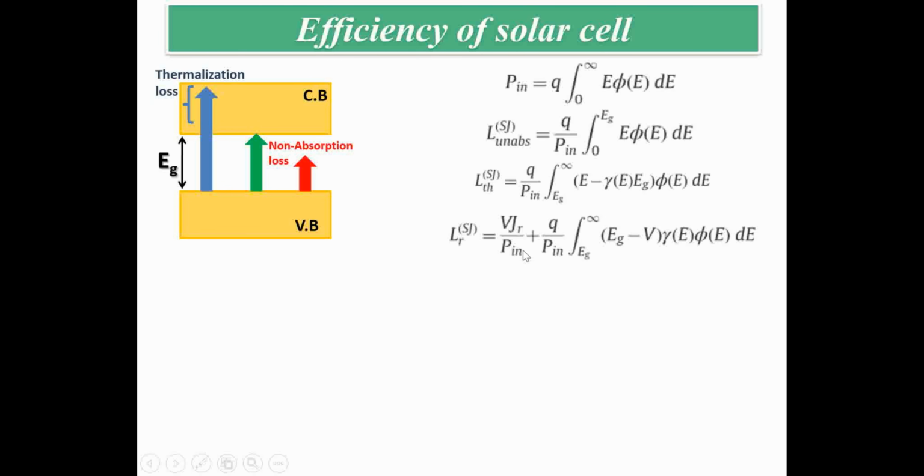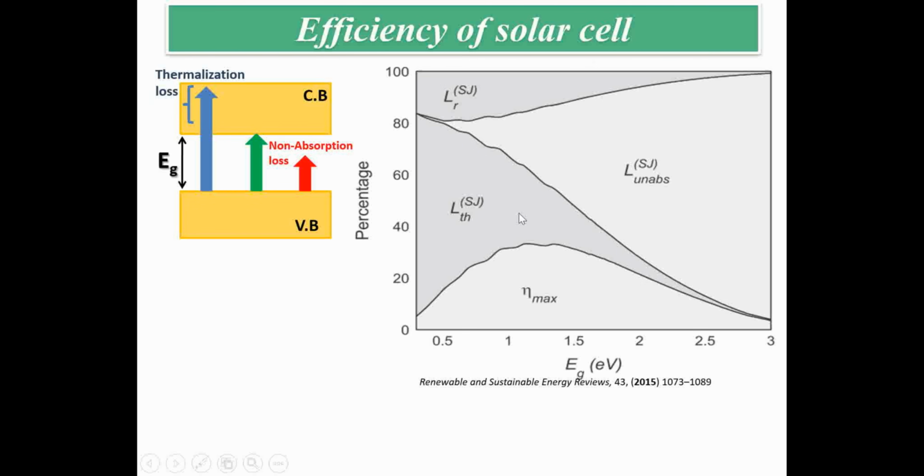So if we plot these three losses, then P_in minus these three losses is our useful energy. All of these are band gap dependent or energy dependent, so we can see the plot. The thermalization loss depends upon the band gap; at a higher band gap it decreases. The nonabsorption loss at a higher band gap is maximum. The radiative recombination loss along with the other losses is also a band gap dependent loss.